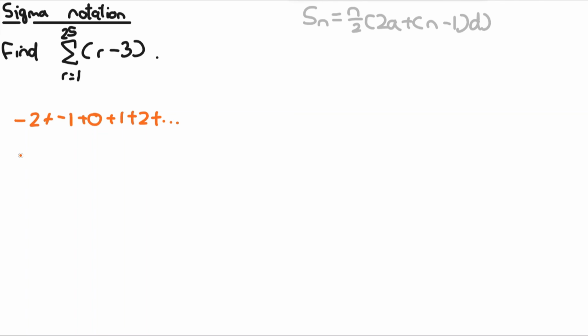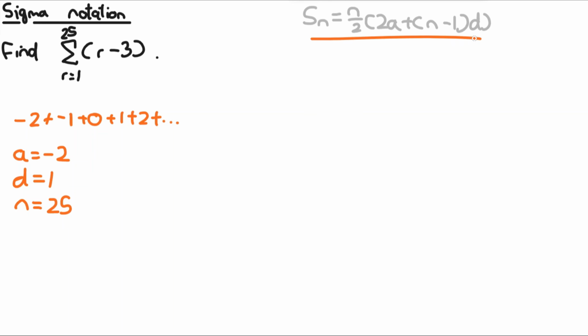So we can see from here it's an arithmetic series where a, the first term, is equal to minus 2. d is equal to 1 because each time it goes up by plus 1. Minus 2 plus 1 is minus 1. Minus 1 plus 1 is 0. And n is the number of terms, and there are 25 terms because we're subbing in up to r is equal to 25. So n is equal to 25.